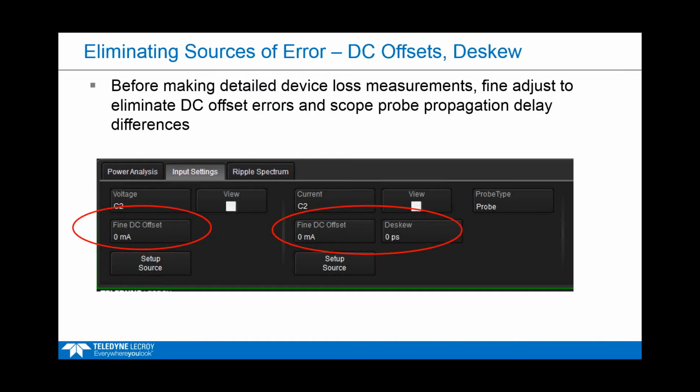So there are a few other sources of error to address. The one we just talked about is really the difficult one to address. We have a few others here that are pretty easy to fix. So in order to get the best loss measurements, you need to adjust the DC offset and the skew for both the current and voltage probes.